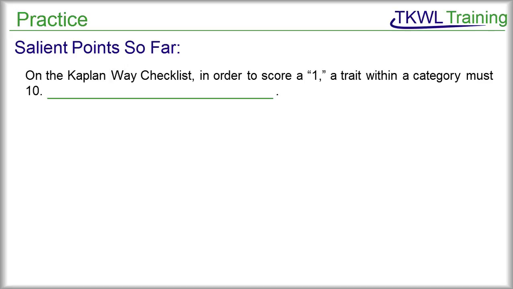So far, we've also covered the basic way to use the Kaplan-Way checklist. What does a category have to do to earn a 1? It must be observed at least half of the time doing whatever that category is. For example, in objectives, that means at least half, hopefully all, of the lessons have learning objectives. That would earn it a 1 for a learning objective.